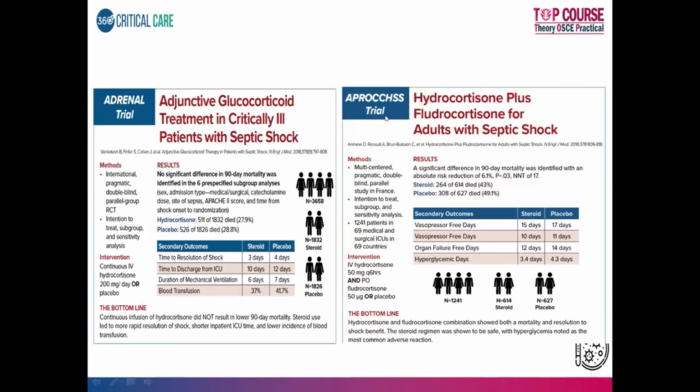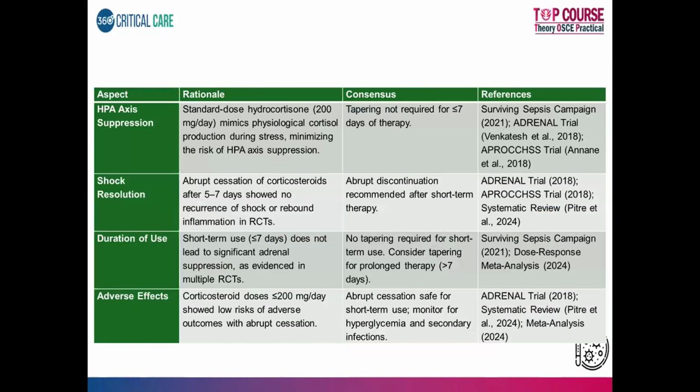Now, what did the APROCCHSS trial tell? In the APROCCHSS trial, they used hydrocortisone plus fludrocortisone. So in ANNANE and APROCCHSS, they used both hydrocortisone plus fludrocortisone. What they showed is that the combination showed both a mortality and a resolution of shock benefit. So this is the one trial which has shown that there is some mortality benefit. This was in the recent 2018. But the steroid regimen was also shown to be safe because there was less incidence of hyperglycemia and also less incidence of new onset infections.